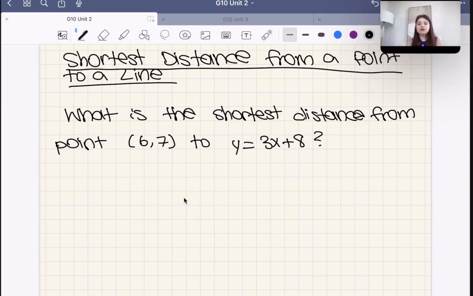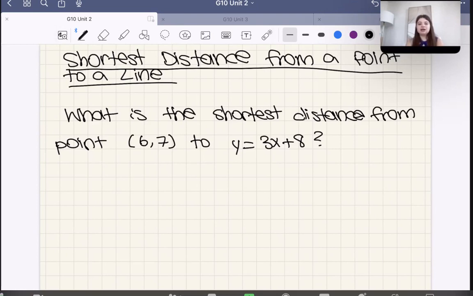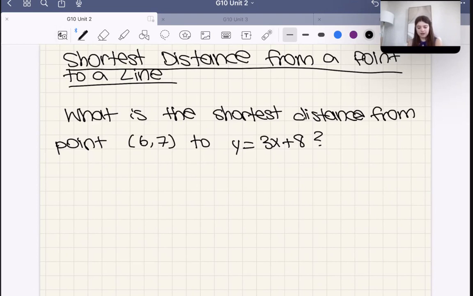Now, this is going to be our last little bit of this unit, and it's also probably the hardest, I think, for a lot of people, just because it uses so many different things. But first, I want to talk about not just this question, but in general, how would we find the shortest distance from a point to a line? Because there could be many distances, but we want the shortest one.